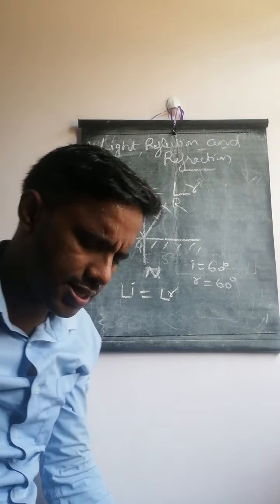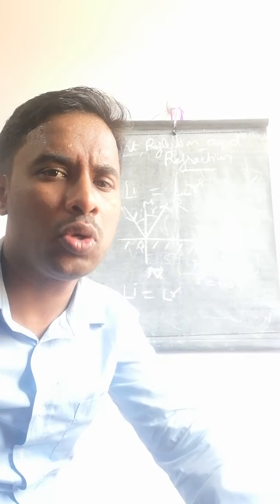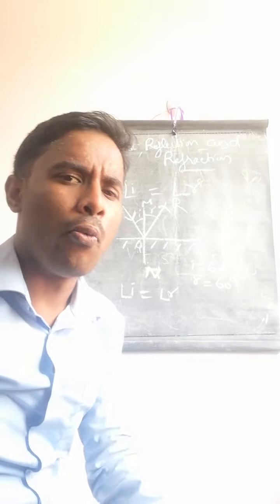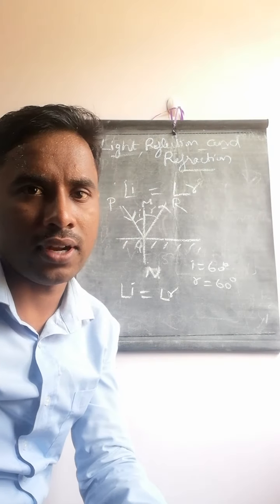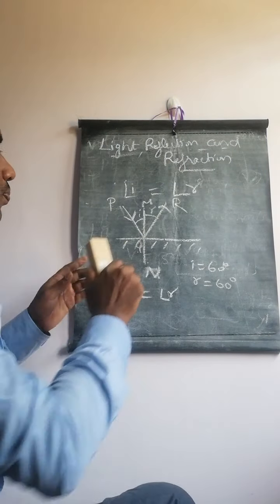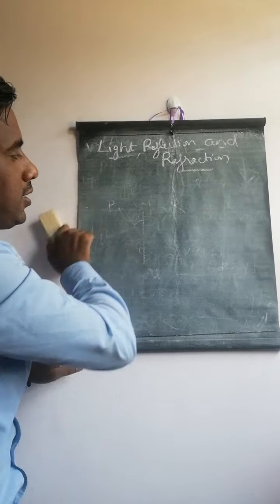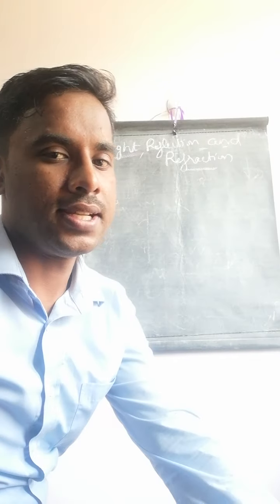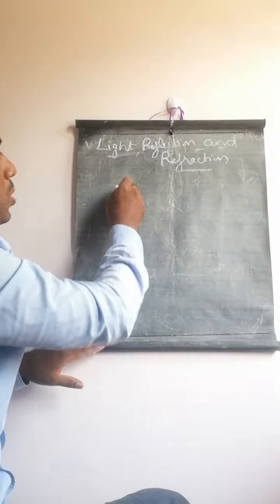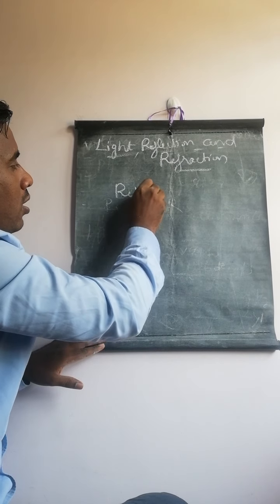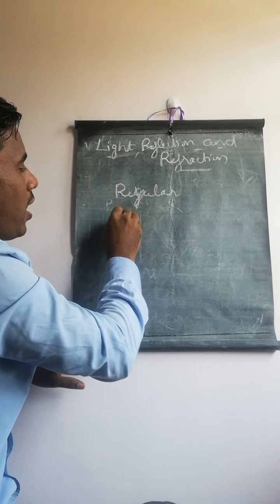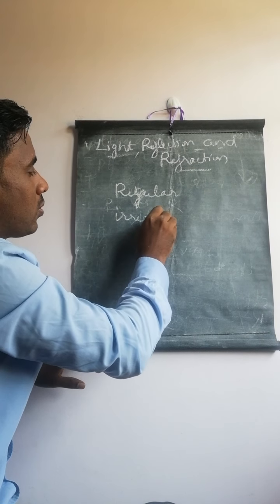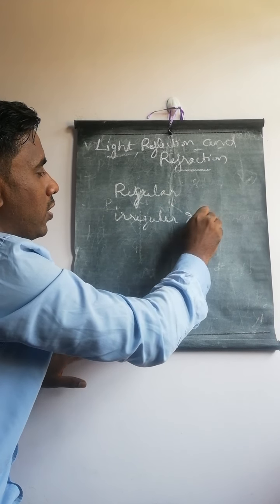If I consider just reflection of light, there are two types of reflection of light. One is regular reflection and another one is irregular reflection. So the types of reflection of light, I just mentioned two types: regular and irregular reflection. Regular reflection.